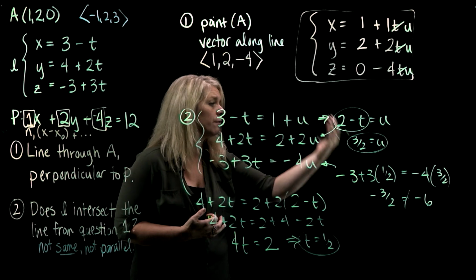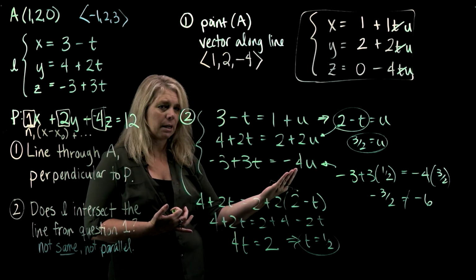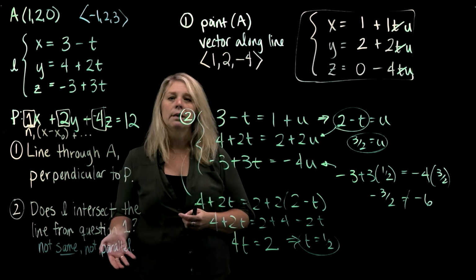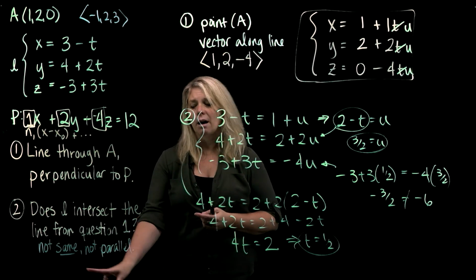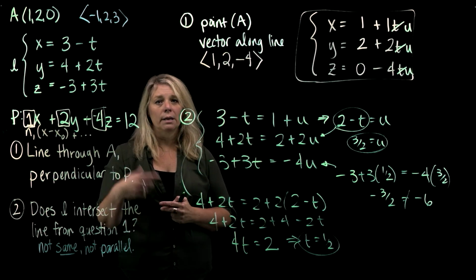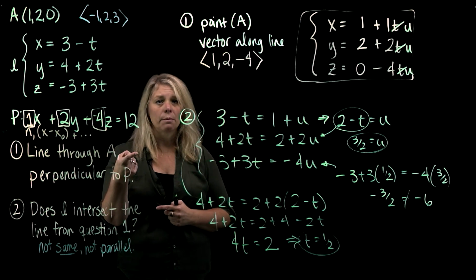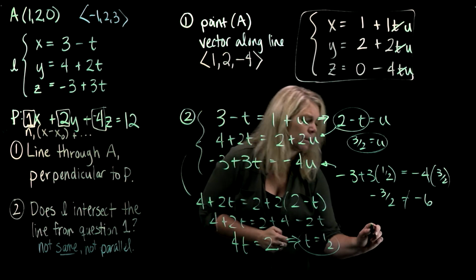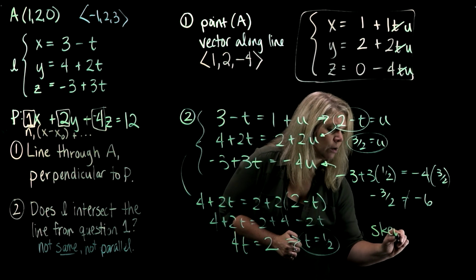But because this was false, this system is inconsistent, and that tells us that these two lines do not intersect. We said there are really 4 possibilities, and we already eliminated 2 of them. So the only 2 remaining possibilities were that they intersect at a point, which we just showed they do not, or that they are skew. So these 2 lines are skew.